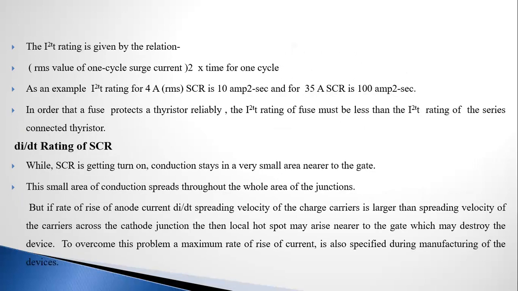Now, next one is the DI by DT rating of the SCR, the rate of change of current. While the SCR is getting turned on, conduction stays in a very small area near the gate. This small area of conduction then spreads throughout the whole area of the junction. But if the rate of rise of anode current, that means DI by DT, is large, the spreading velocity of the charge carriers is lower than the velocity of the carriers across the cathode junction. To overcome this problem, a maximum rate of rise of current is also specified during manufacturing of the devices.